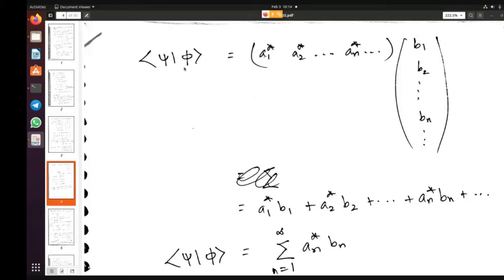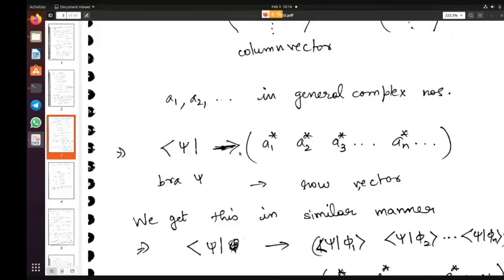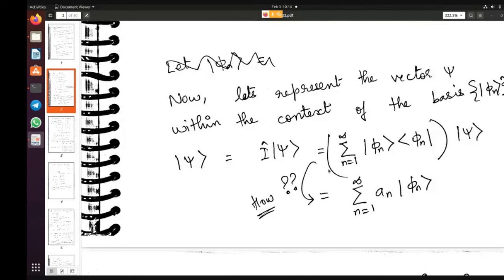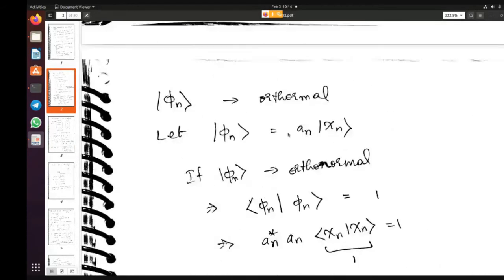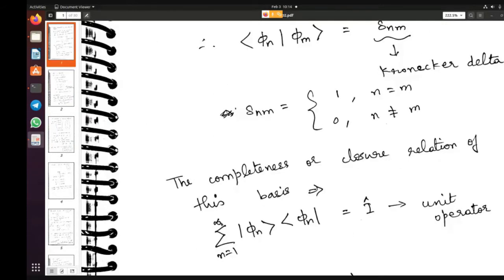So whenever you see a scalar product, first of all, a scalar product always gives you some number. It doesn't give you an operator, because you're multiplying a row vector with a column vector. But in a matrix multiplication like this one, what will it give you? You are here multiplying the column vector with a row vector.